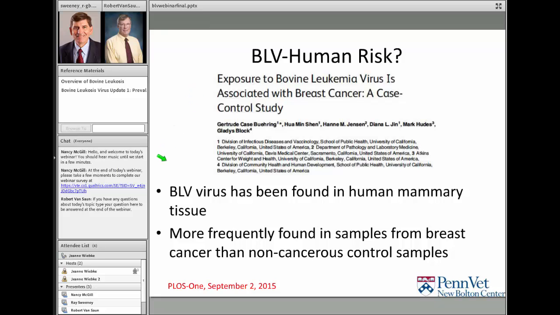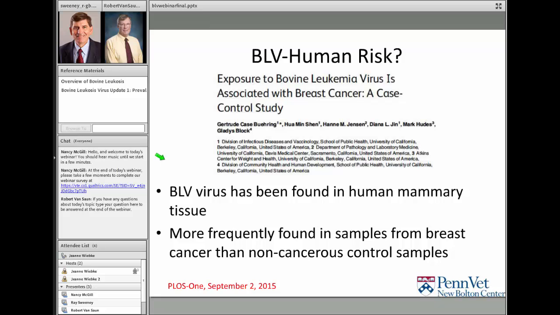In this study, these researchers took biopsy tissue from women that had biopsies or mastectomies, and they tested the tissues to see if they could find bovine leukemia virus in the tissue that had been removed because of cancer. And then they also took tissue samples from women who did not have cancer that had tissue removed for other reasons, and they looked for BLV in those tissues as well.